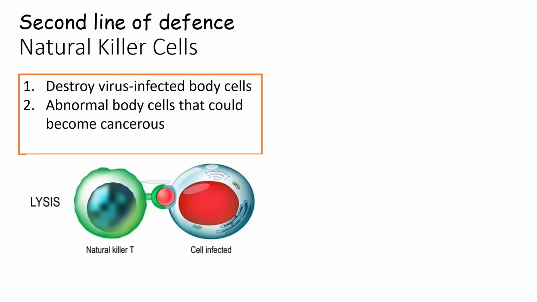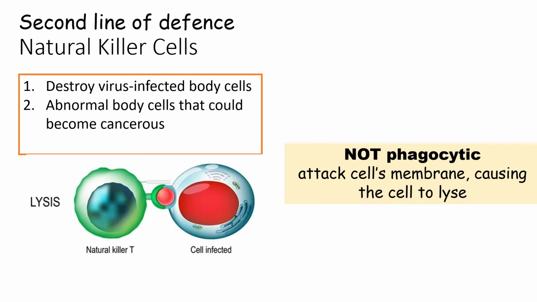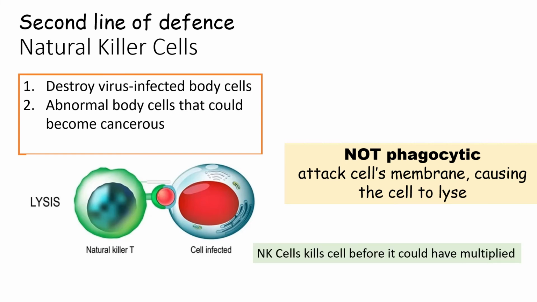So when we talk about the second line of defensive mechanism, we also have these natural killer cells. They are large granular lymphocytes which are specially equipped to kill the virally infected cells and the tumor cells. They are not phagocytic in nature; rather they attack the cell membrane and cause the cells to lyse. Some of the virally infected cells acquire a special glycoprotein on their surface, which seems to announce to their neighbors that they are in trouble. The natural killer cells receive these signals, attach to the surface receptors and bring about the death of these cells before they could have multiplied.